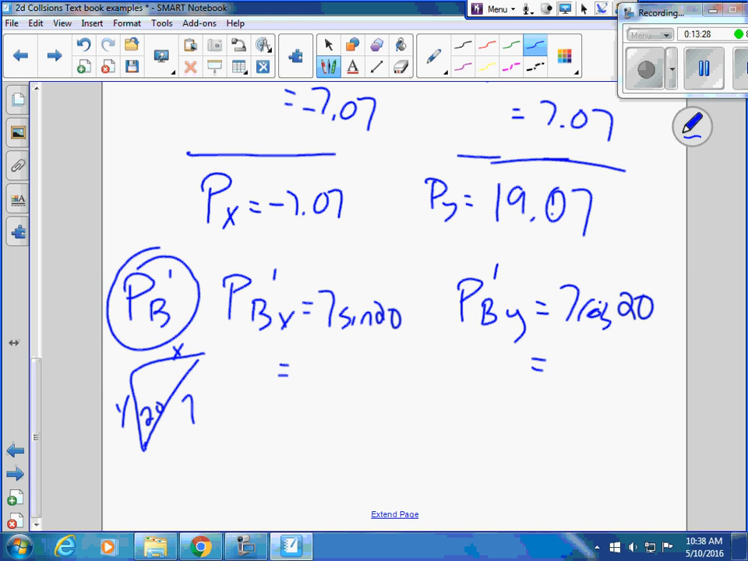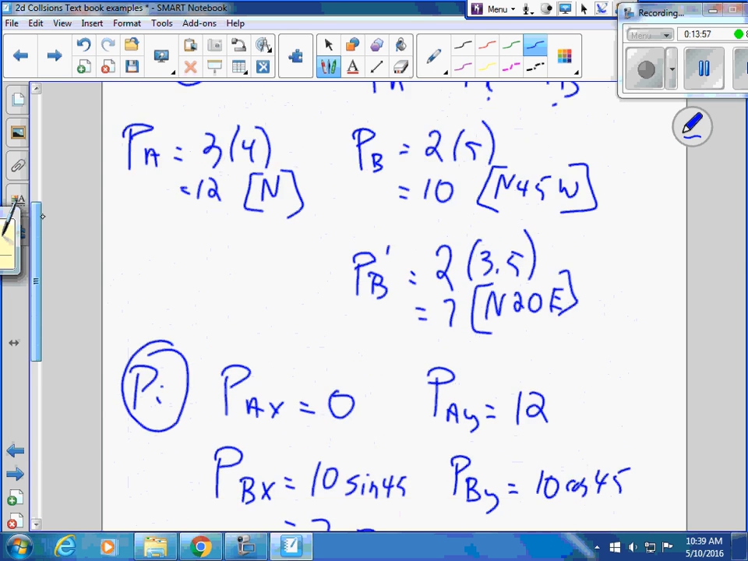It's okay. Sometimes you just got to look at the whole thing when you're all done to get it, right? So just stay with me. 7 sine 20 and 7 cos 20. Thank you. 6.6. And they are both positive, right, Sam? Up and to the right. Okay. So I think we have all the pieces that we need.